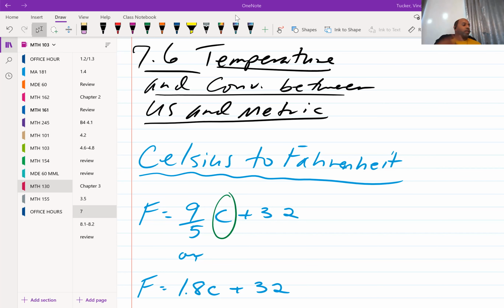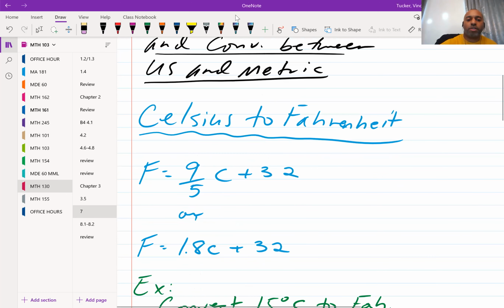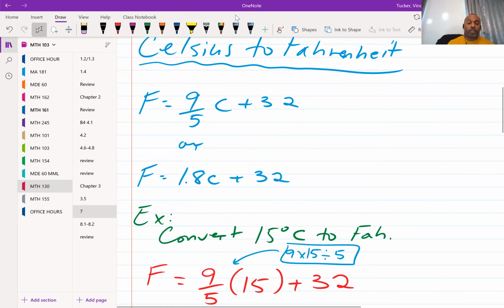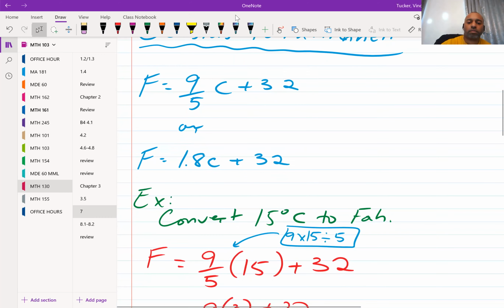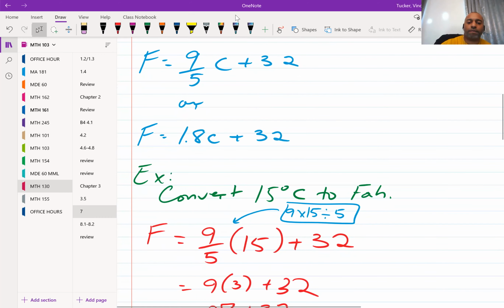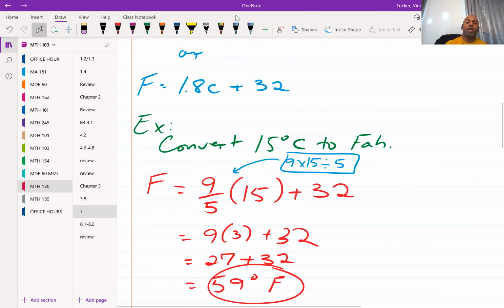All right. So yeah, this is the formula for Celsius to Fahrenheit. Let's use that. Notice it says convert 15 degrees Celsius to Fahrenheit. All you do is take that 15 and plug it into the formula. Notice what I did in the blue: I showed you how you could type it into your calculator, 9 times 15 divided by 5, and then add 32 to that, and that will give you your answer.